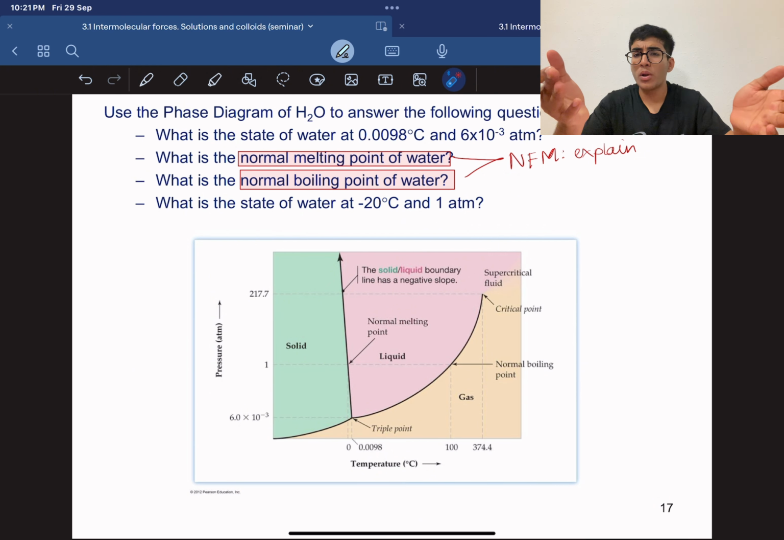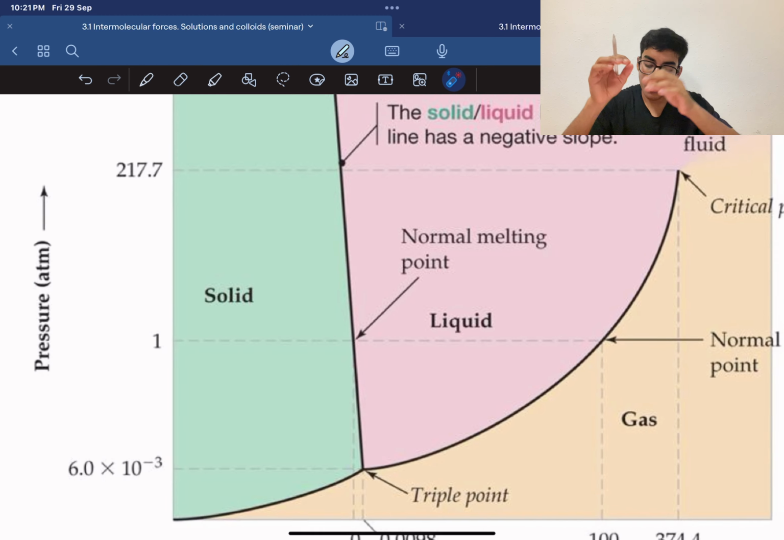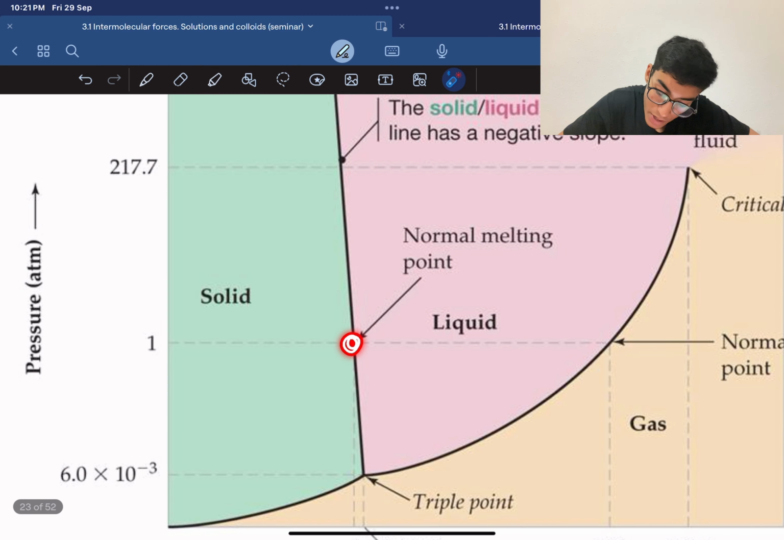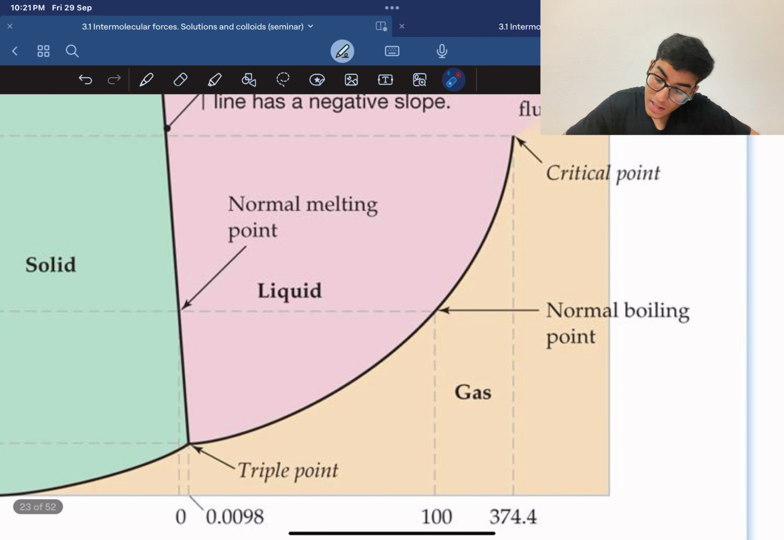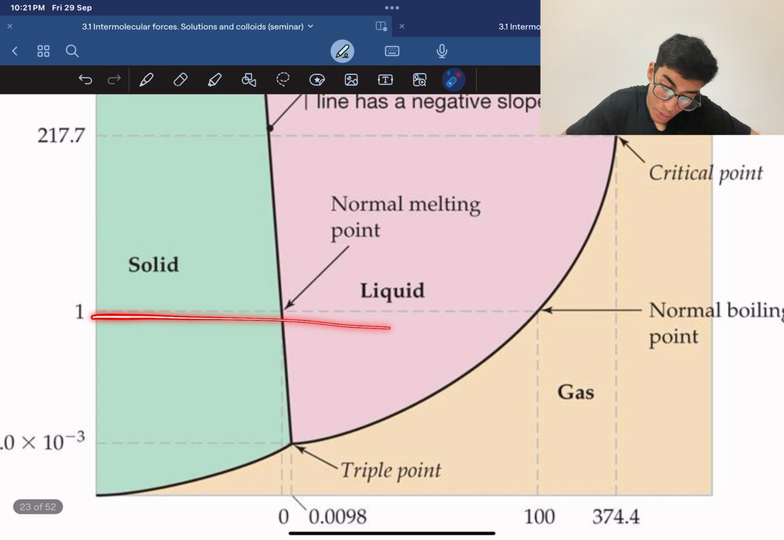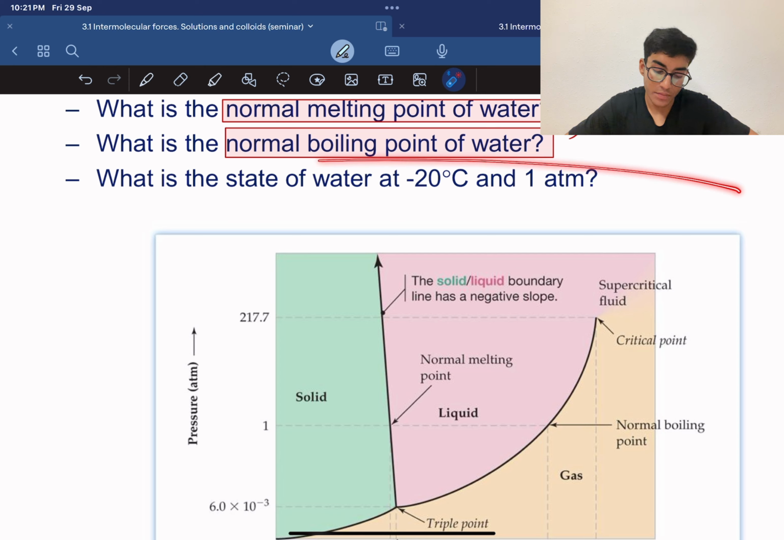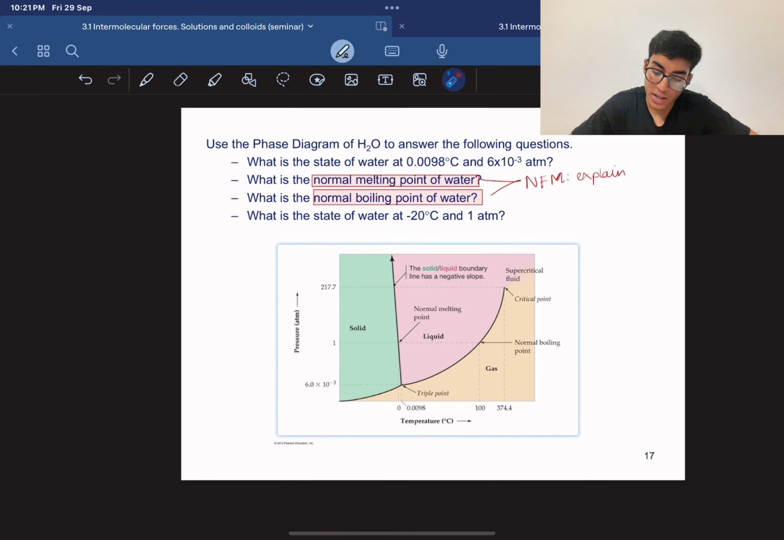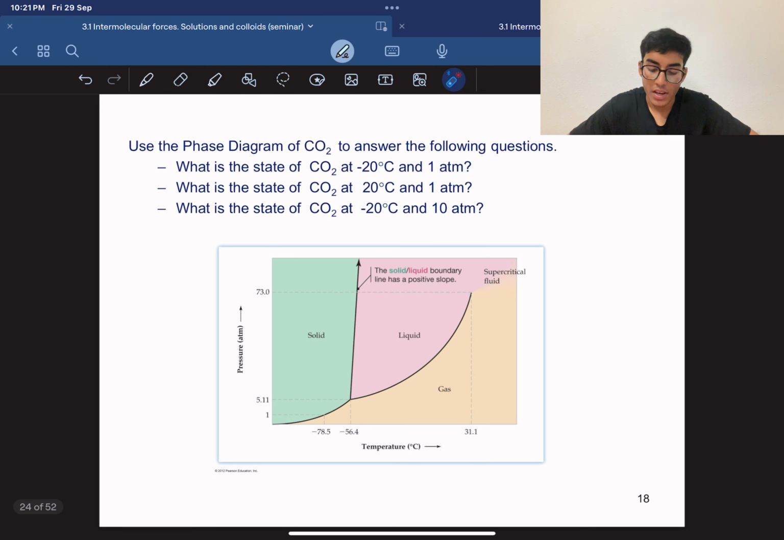Normal melting point and normal boiling point. What does normal mean? Why not just melting point, boiling point? Normal melting point means the melting point at 1 atm. And normal boiling point means the boiling point at 1 atm. Simple? Simple. What is the state of water at minus 20 degrees? This is very simple, guys. Just look at it and you can find out.